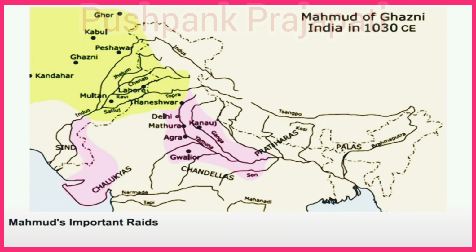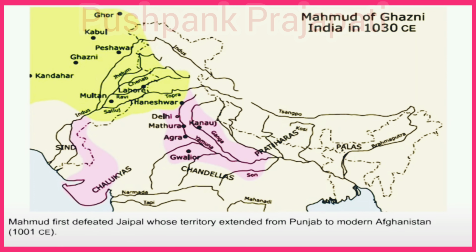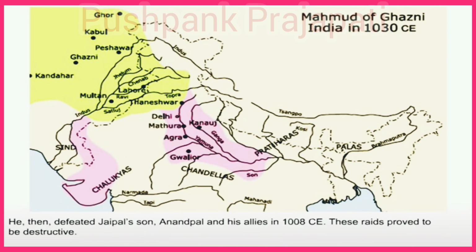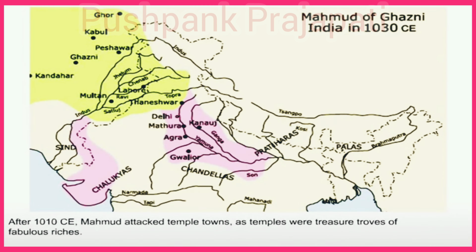Mahmud's important raids. Mahmud first defeated Jaipal, whose territory extended from Punjab to modern Afghanistan, in 1001 CE. He then defeated Jaipal's son, Anandpal, and his allies in 1008 CE. These raids proved to be destructive. After 1010 CE, Mahmud attacked temple towns as temples were treasure troves of fabulous riches.